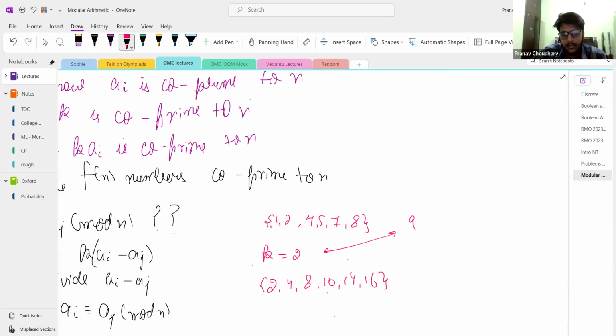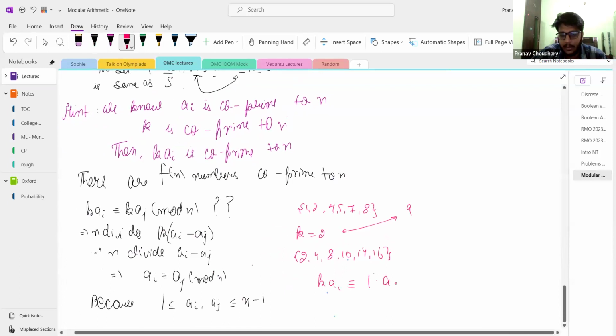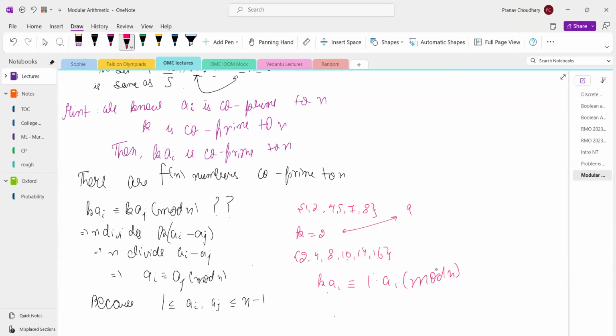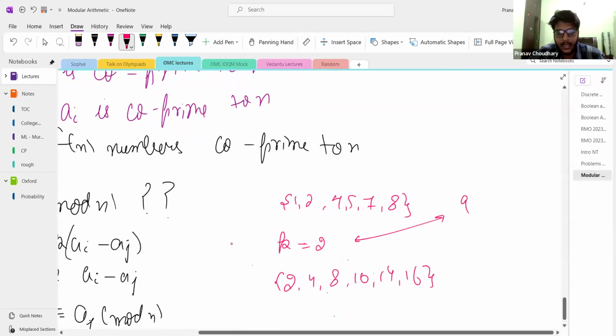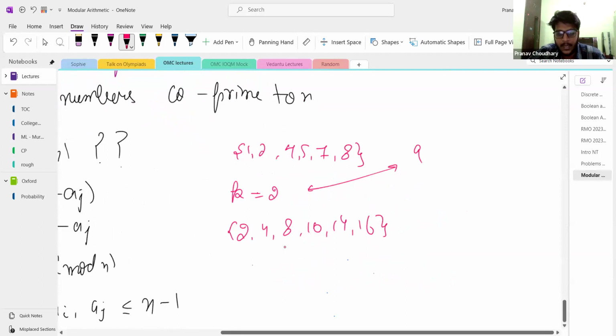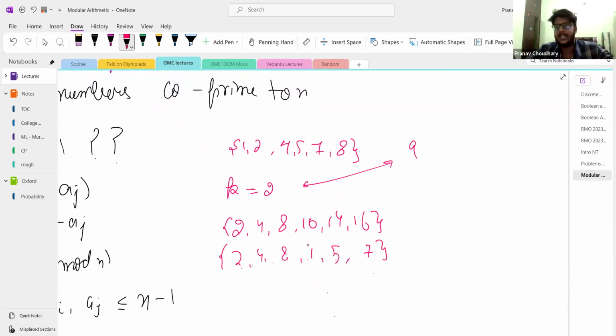What you said is clearly false here, right? You said K A1 is congruent to 1 into A1 mod n. Why is that contradicting? Because we just read the property, no? We can multiply. This is not contradicting. If I take mod n here, this will be 2, 4, 8, 1, 5, and 7. That is 1, 2, 4, 5, 7, 8. All the numbers are there. These two are the same sets.